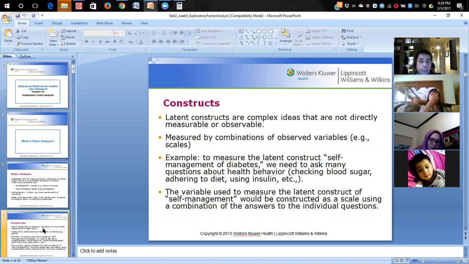So exploratory factor analysis will show you which of those items group together, and if they don't hold your theoretical assumption that these are knowledge, that these are attitudes, and that these are skills, then you need to analyze it again.